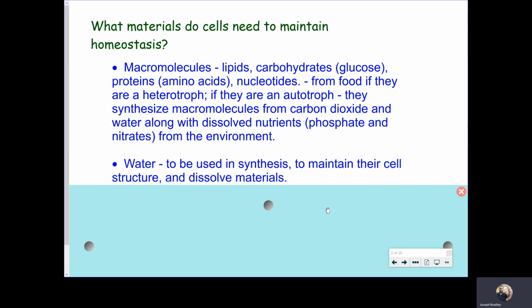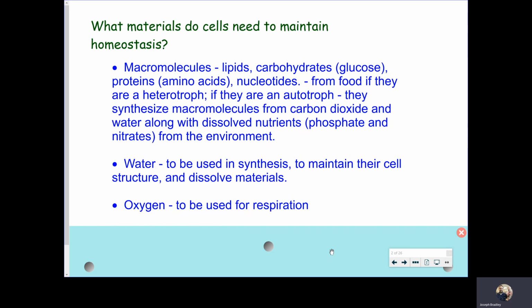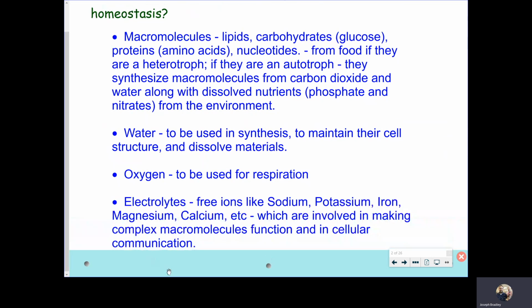Water is going to be used for synthesis to maintain their cell structure and dissolve materials. Oxygen is going to be used for respiration. And then electrolytes, free ions like sodium, potassium, iron, magnesium, calcium, are going to be involved in making the complex molecules function and in cellular communication. So these are all the things that the cell needs to take in order to maintain its homeostasis.